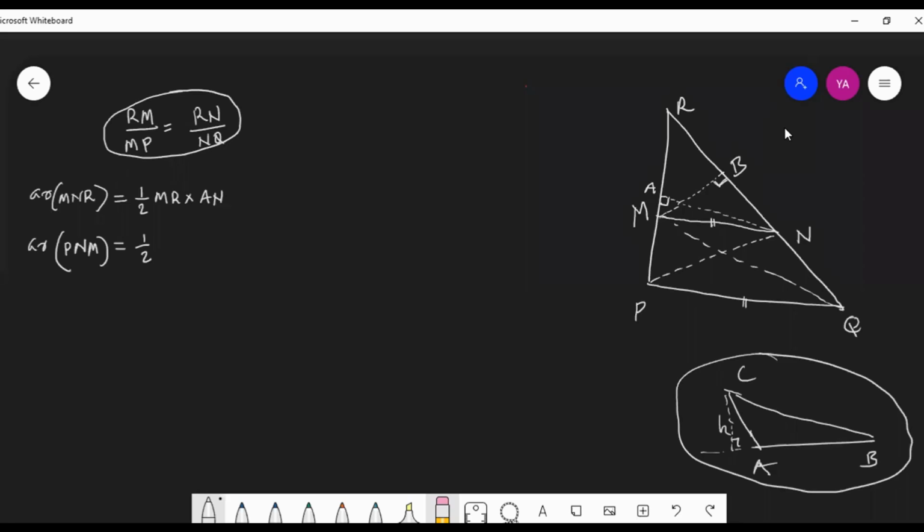So the area of PNM, how will it come? Half into PM into AN. PM into AN will come. Okay, so I keep it like this.